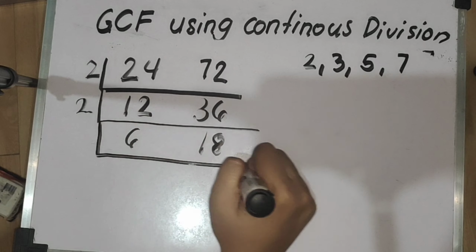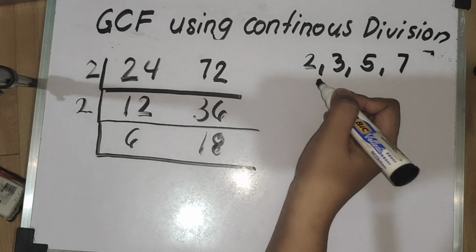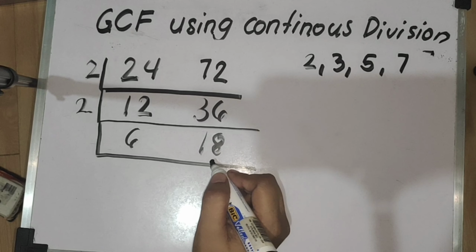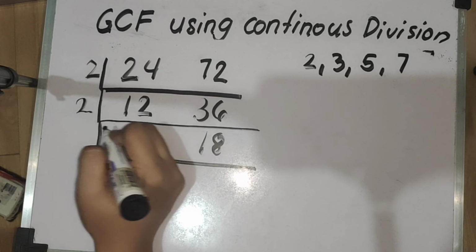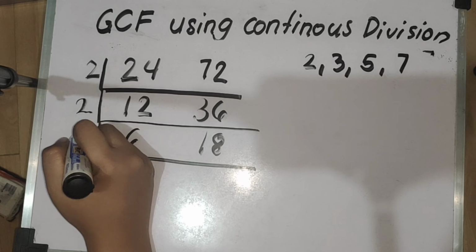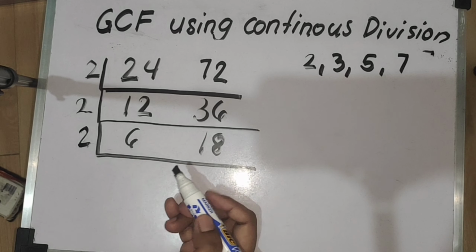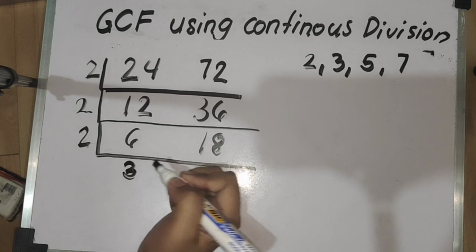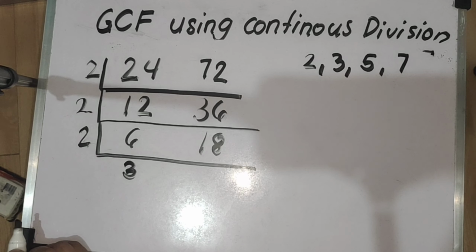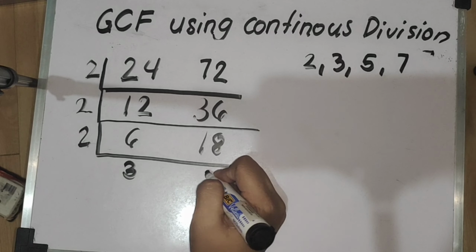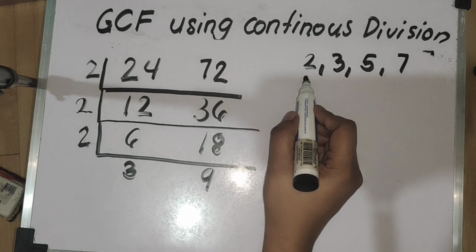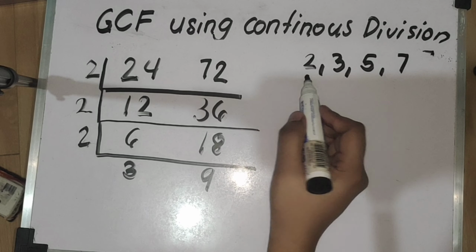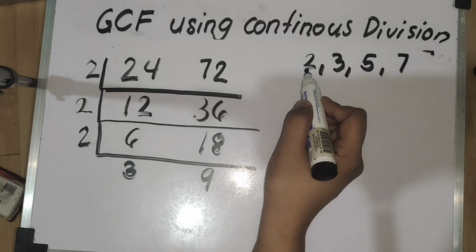So, tingnan ulit natin. Is 6 divisible by 2? Yes. Is 18 divisible by 2? Yes, ulit. So, lagay natin si 2. 6 divided by 2 is 3. 18 divided by 2 is 9. Okay, so, let us continue. Is 3 divisible by 2? Okay, so hindi. So, kung hindi sila divisible, so, let's remove 2.